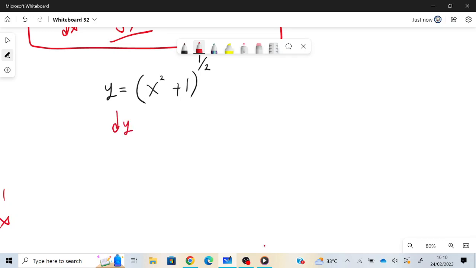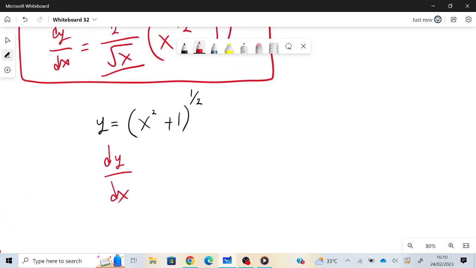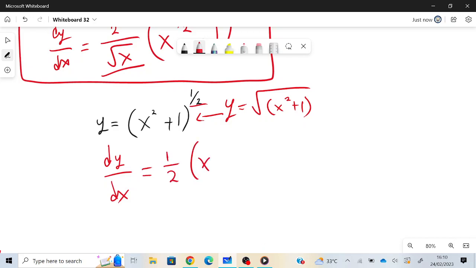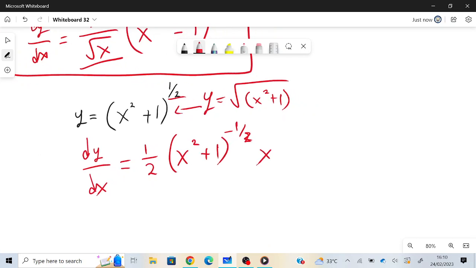So dy/dx, and by the way, they made it easier first by saying it to the power of 1 over 2. They could have just said y is equal to the root of x squared plus 1, but we know that is the same thing as what they gave us, so they simply made it easier for us. dy/dx is now equal to 1 over 2 into x squared plus 1 all to the power of minus 1 over 2 times the derivative of what's inside, and that in this case would be 2x.